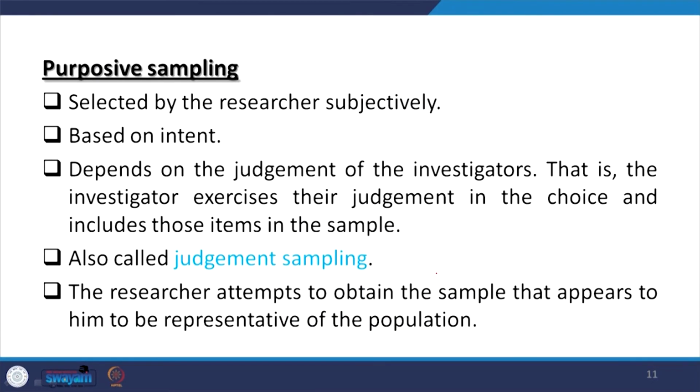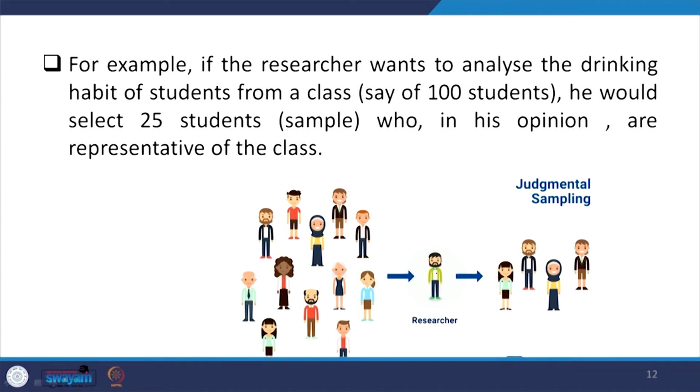Now, so far as purposive sampling is concerned, it is selected purposively by the researcher and is based on the intent of the research and depends on the judgment of the investigators. The investigator exercises their judgment in the choice and includes those where the judgment is perfectly fit. This is also called judgment sampling, and the researcher attempts to obtain the sample that appears to him to be very representative of the population. It is basically related to the researcher.